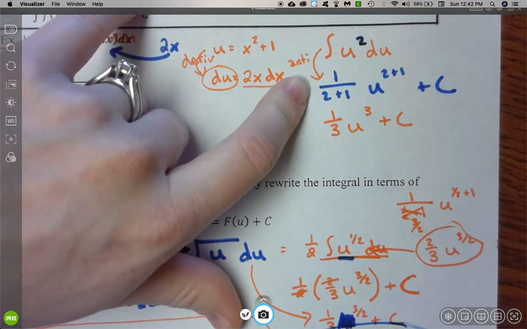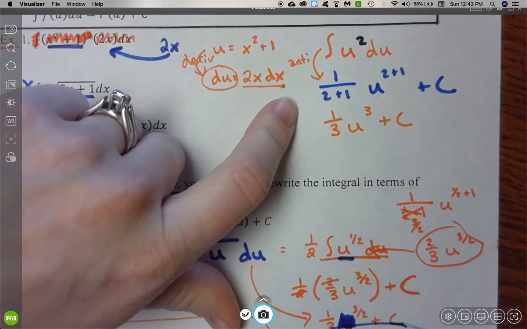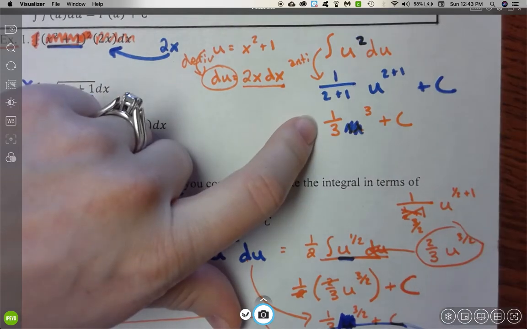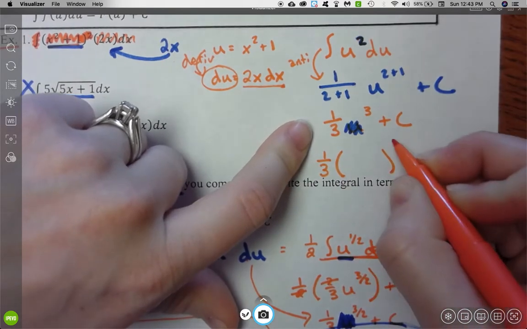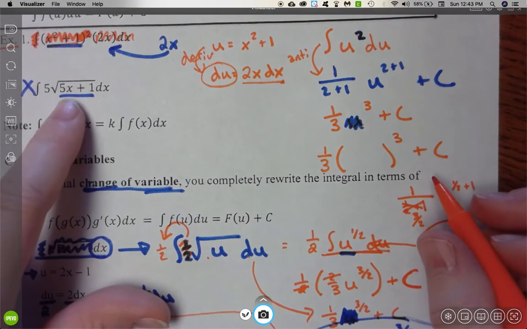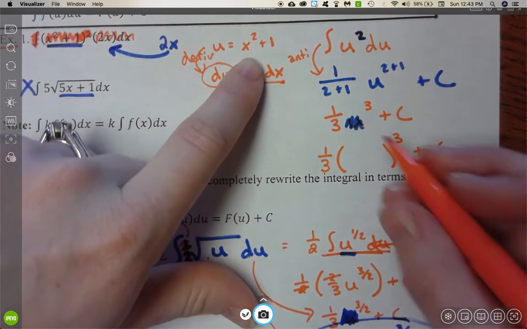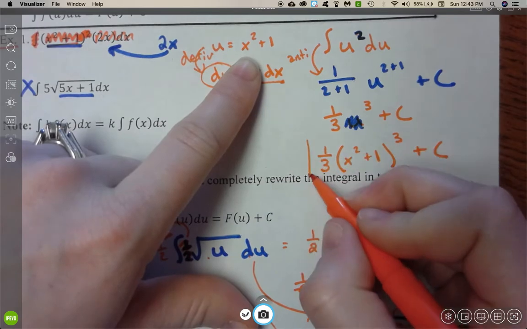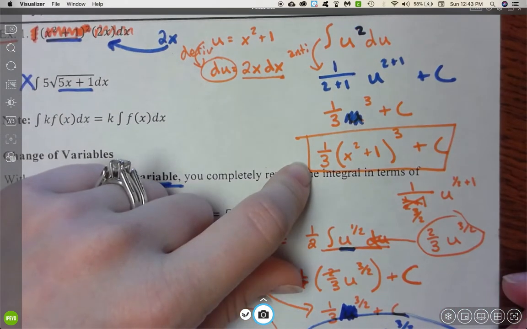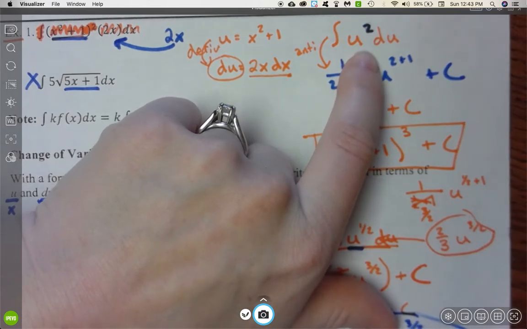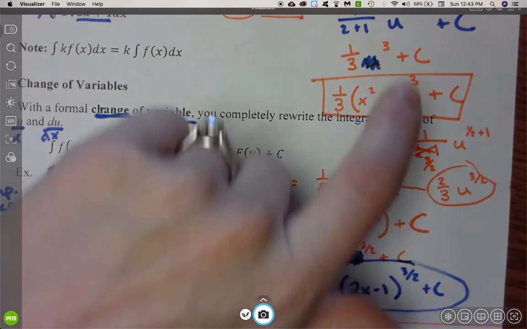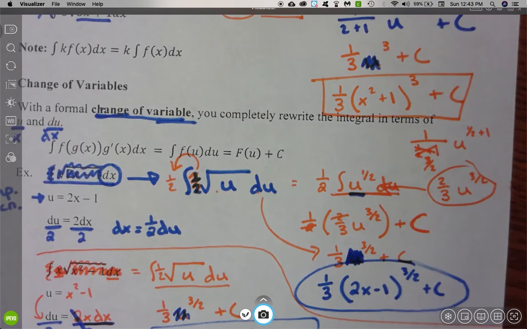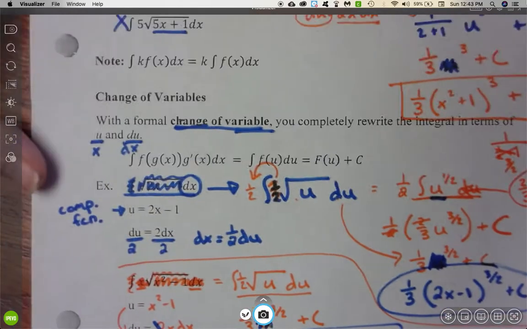There's my antiderivative. I'm almost done, except now I have to replace my u back with whatever I designated it to be. So now 1/3 u cubed plus c, and u we said was x squared plus 1. I feel like this one was easier than the other ones just because we were taking the antiderivative of u squared rather than the antiderivative of u to the 1/2 power, which can get messy. But it's the same process. I've given you 3 examples of what that will look like. That is integration by substitution, the general form.